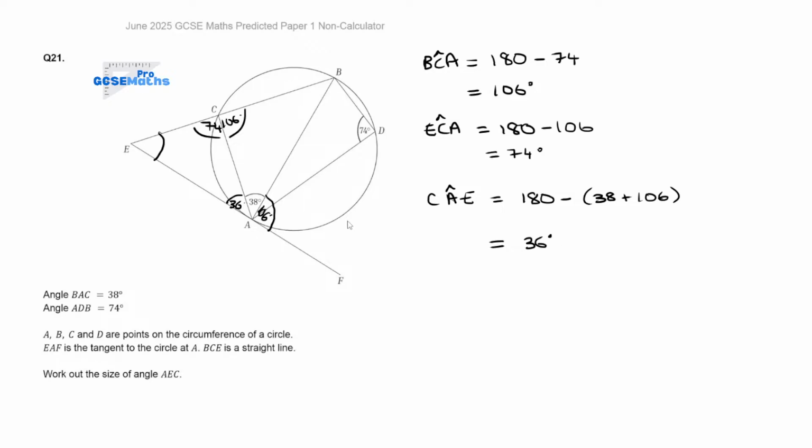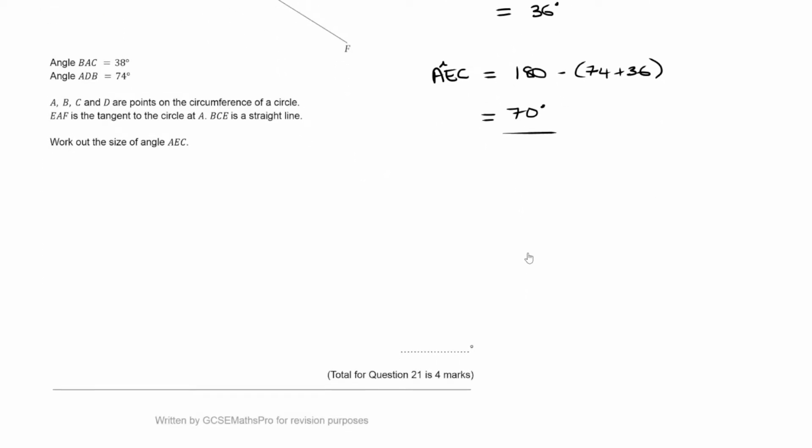And then now we're not even in circle theorems anymore, it's just a triangle, isn't it? So finally, to work out AEC, I'm just going to take away from 180, because it's a triangle, 74 and 36. Actually I'll work that out myself. When you add that, that makes 110, obviously take it away, you get 70. So your answer should be 70 degrees. If you did it a different way to me, that's fine, as long as you did get 70. And that was 4 marks.